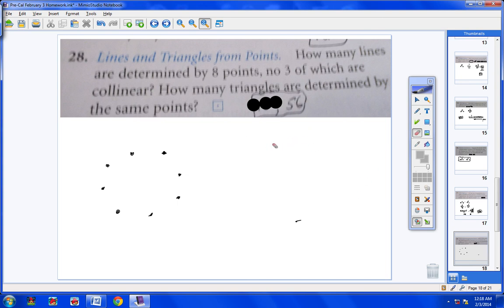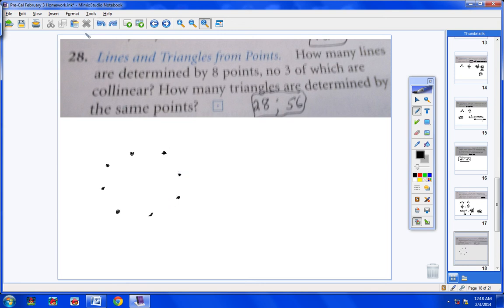Now, the next question says how many triangles are determined by the same points. Now come on, I didn't mean to unveil the answer there, but come on, this isn't hard. How many triangles? Well, how many points do you need for a triangle? Don't you need 3? So you could start here and say, okay, here's 3 points, and then here's 3 points, and then here's 3 points. It's going to be hard. And then next you jump over to this one and go to this one. It's just going to be really hard.